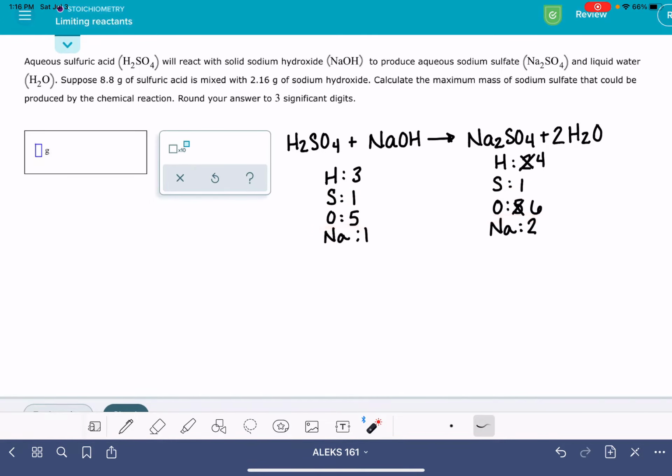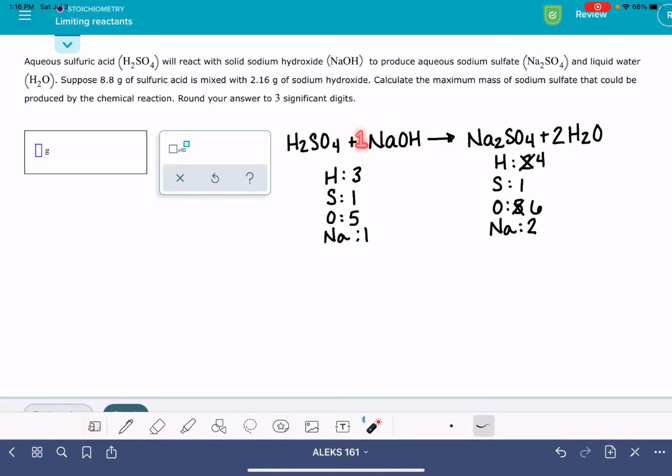Oxygen, I have 5 on the left, 6 on the right. I need more oxygen on the left. Again, we're in this same boat. We have oxygen in 2 spots. I don't know which one of these molecules I should be increasing, so I'm going to skip it. And I'm going to move on to the next atom. 1 sodium on the left, 2 sodiums on the right. I need more sodiums on the left. Sodium is located only in this one place.